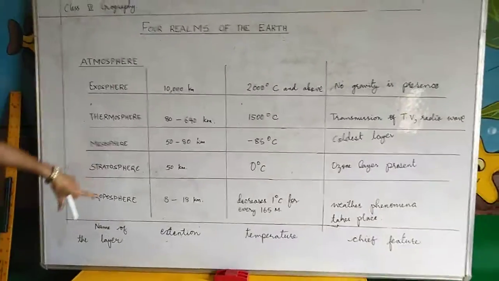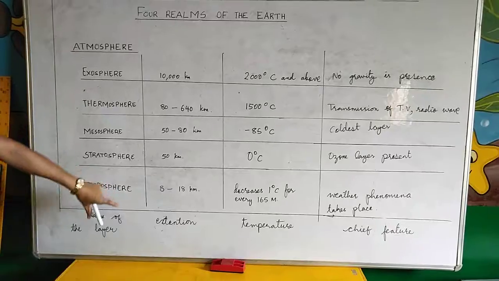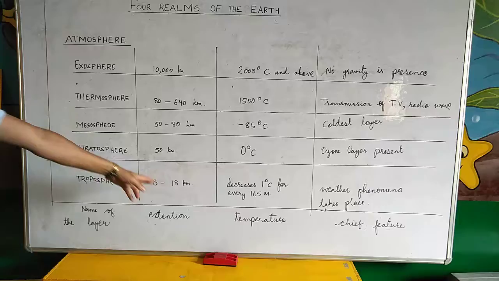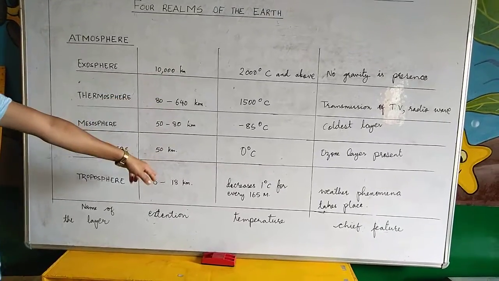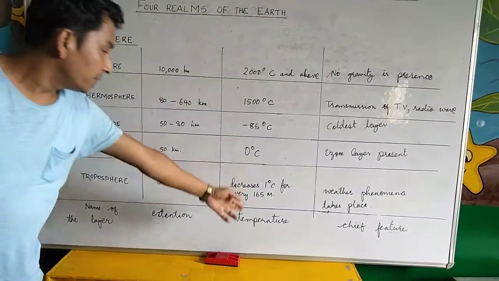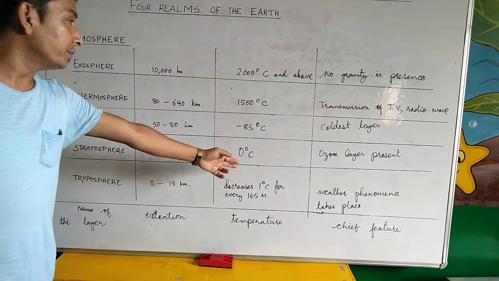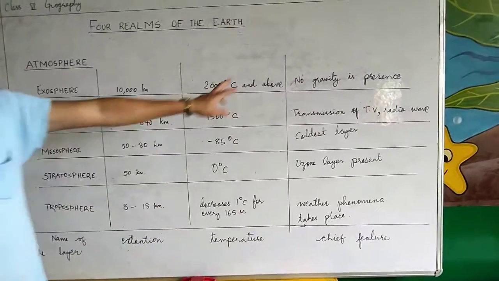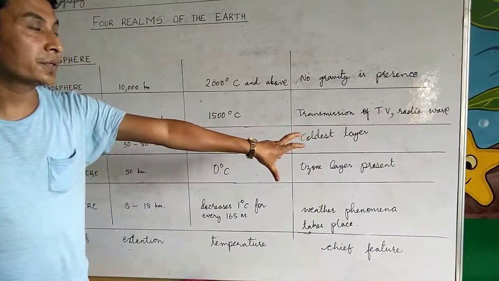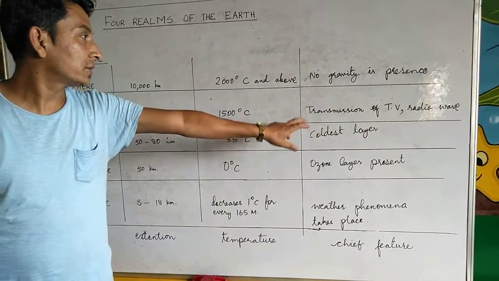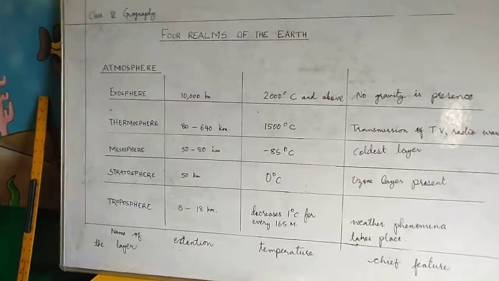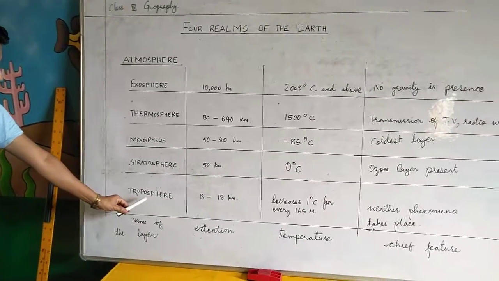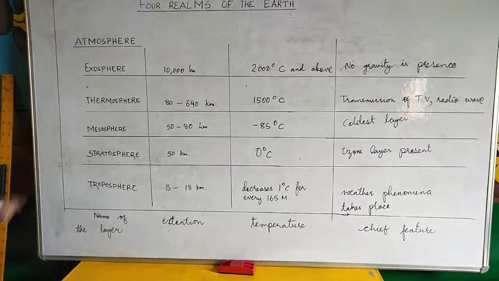The layer of atmosphere is there, on the left hand side, the extension of different layers. Thereafter we see the mean temperature of each and every layer of the atmosphere, and the principal features or characteristics of each and every atmospheric layer. So let us begin with the troposphere.